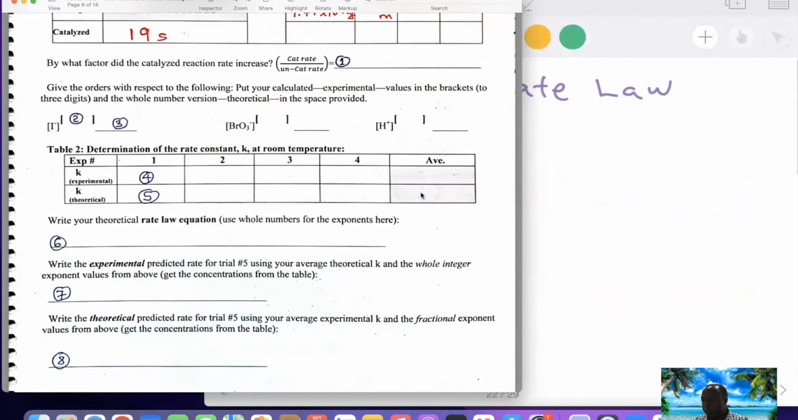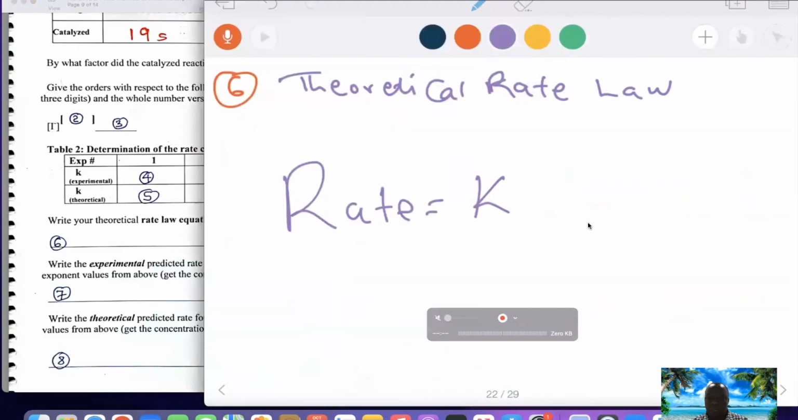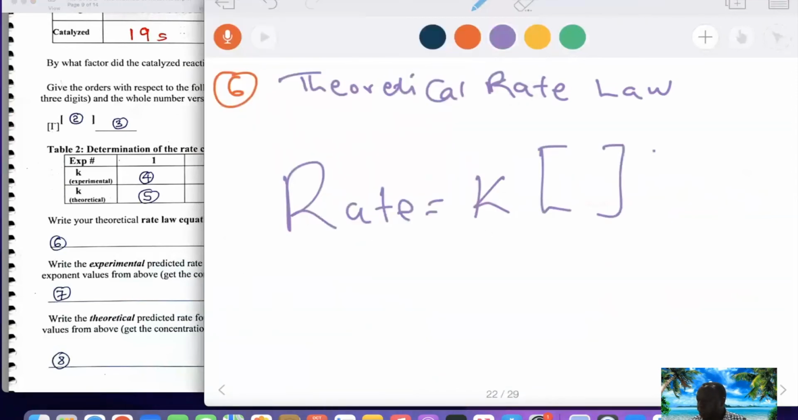Now, the theoretical rate law. Use the whole numbers, which will be of this form: K is just K times, you need to use whole numbers here.